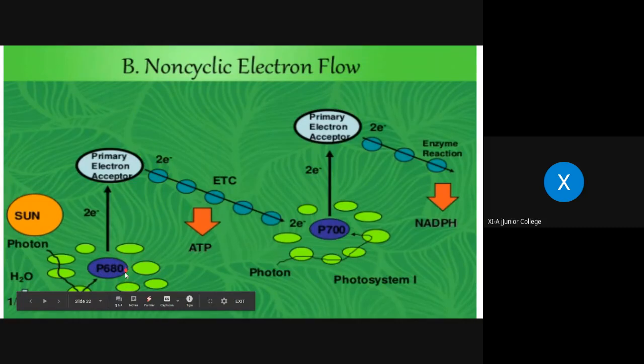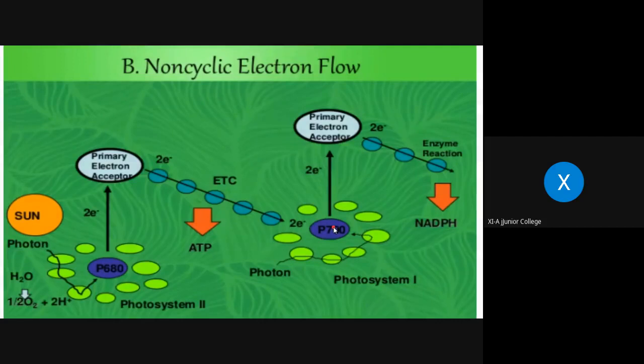This is photosystem 2, shown by P680 maximum absorption. This is photosystem 1, maximum absorption at 700. Now what happens in the first stage? From the sun, the photons are received by chlorophyll A as well as accessory pigments. You can see in the diagram. Then from accessory pigments, the energy is transported to the main pigment, that is chlorophyll A of this photosystem.